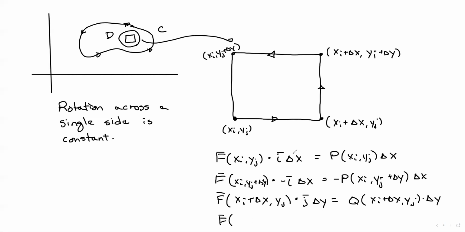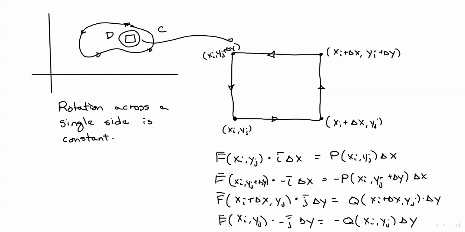And then for this one, now we're doing the downside, and the calculation that's more useful is going to be using this bottom one. So we're going to have (x sub i, y sub j) dotted with negative j, change in y, and we're going to get negative q at (x sub i, y sub j), change in y. All right, and so if this calculation comes from this one, this calculation comes from that one, and this calculation is that one, then the amount of rotation is just going to be adding all those up. All right, so we're just going to add all of them up.